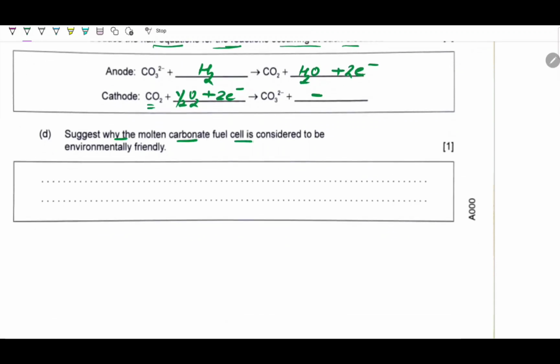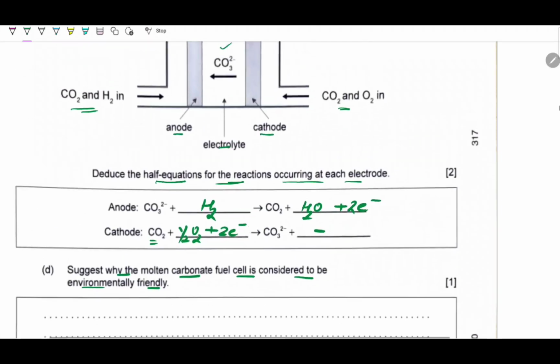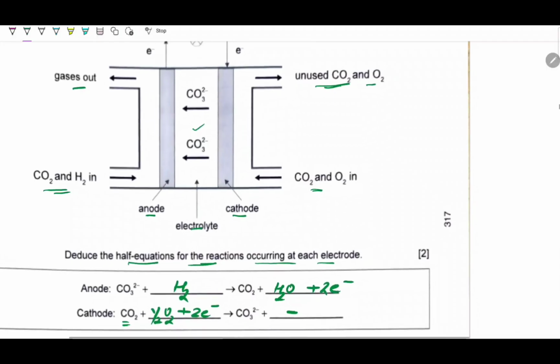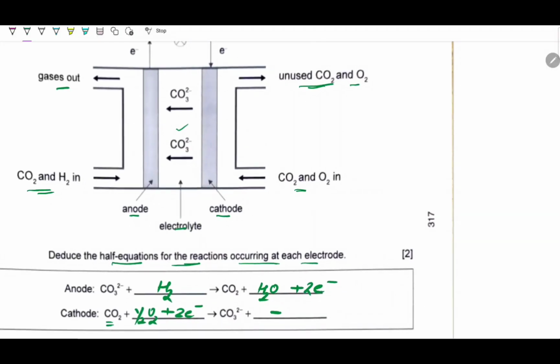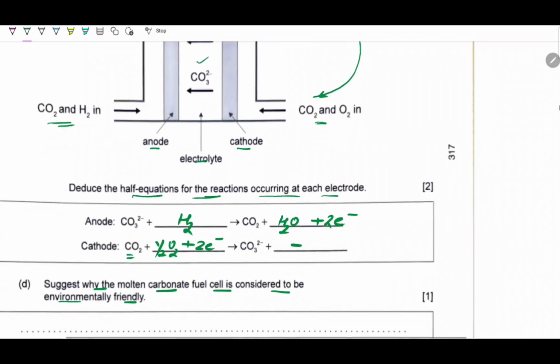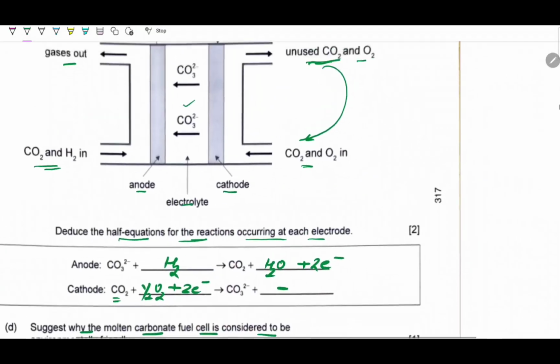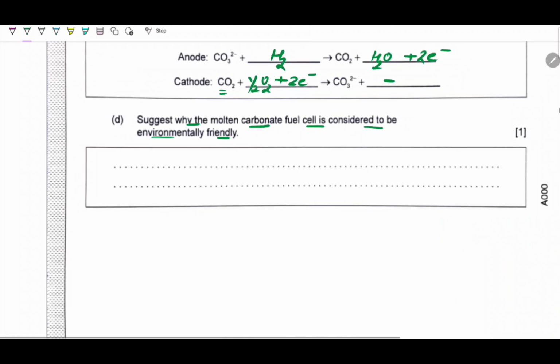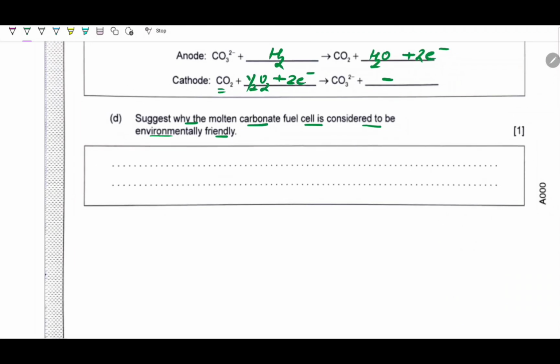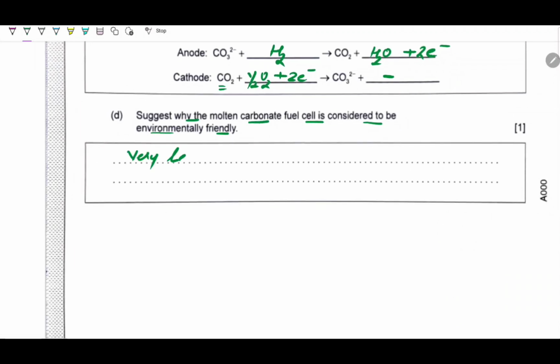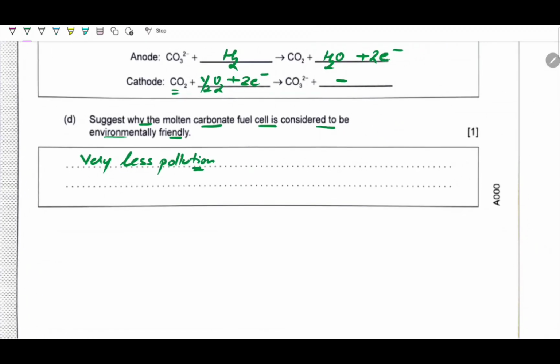Suggest why the molten carbonate fuel cell is considered to be environmentally friendly. What we observe in this is that carbon dioxide is in, and unused carbon monoxide and oxygen are again passed in. So we can see the unused gases are again passed in from here. Therefore, we can say no pollutant gases or carbon monoxide are emitted out. There is zero emission of pollutant gases, or we can say this cell has very little pollution. This cell is causing very little pollution, therefore it is environmentally friendly.